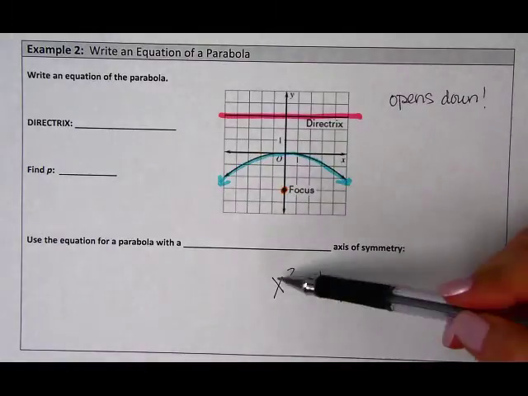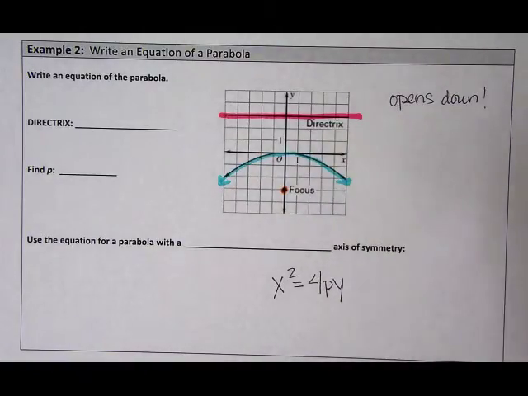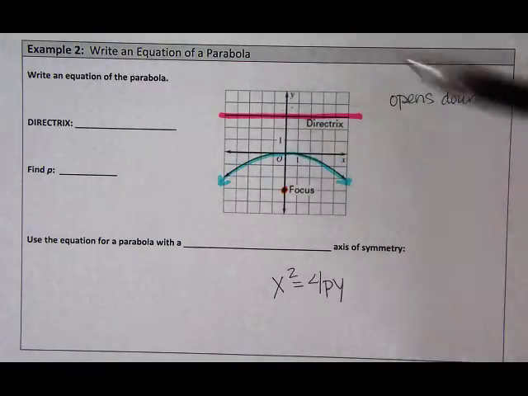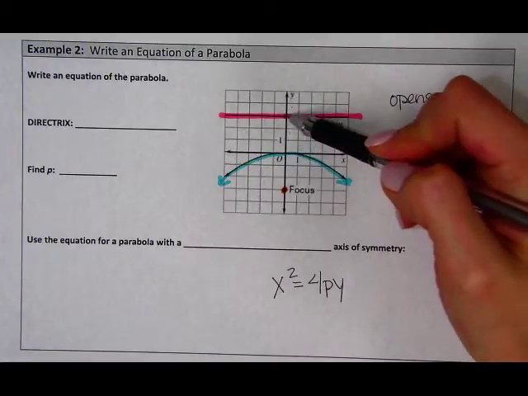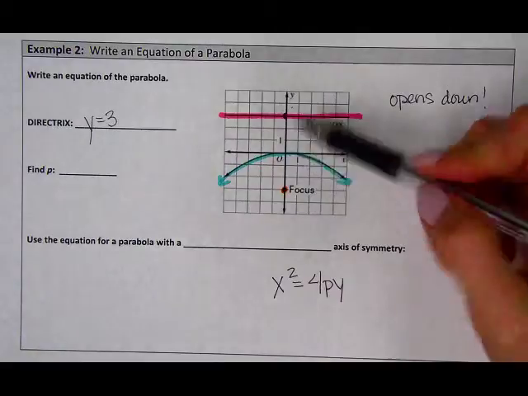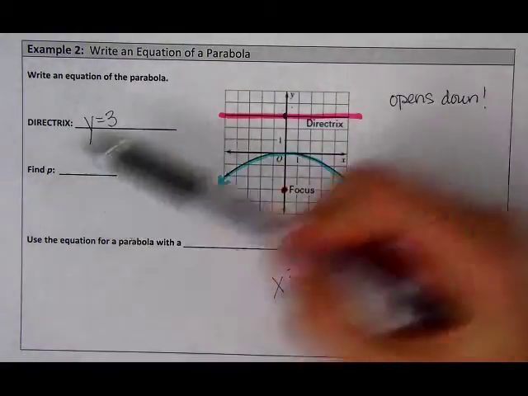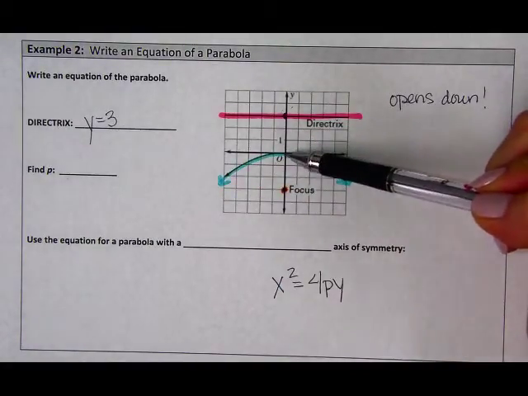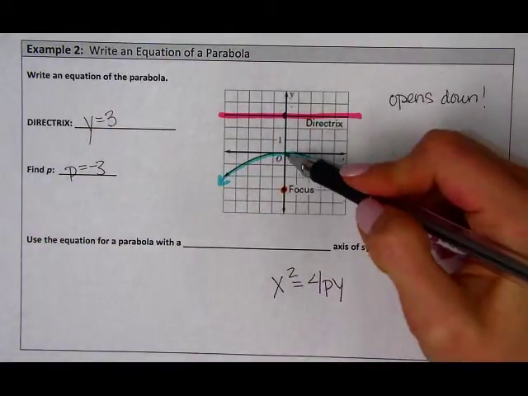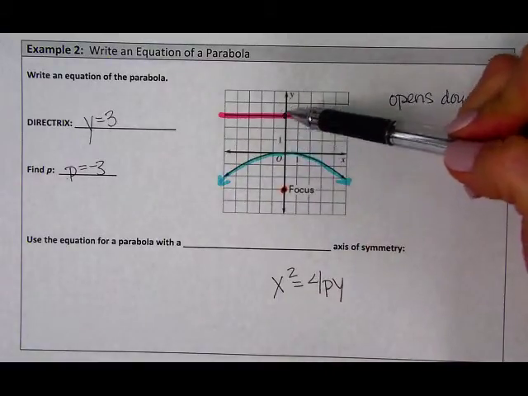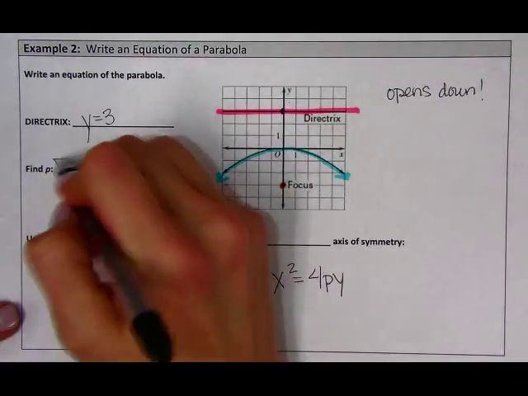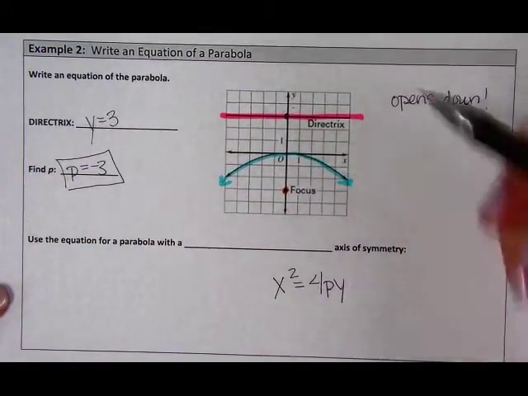In order to come up with this equation, you have to know what your p-value is. Your directrix, if you look, is the line that is parallel to your x-axis, the line that goes through 1, 2, 3, your y equals 3 line. Your p-value is given to you by your focus. If you count the opposite direction, 1, 2, 3, you know your p is going to be -3. It's the same units in both directions. Because it's opening down, you want your p-value to be negative, which it is. You count it down to your focus.